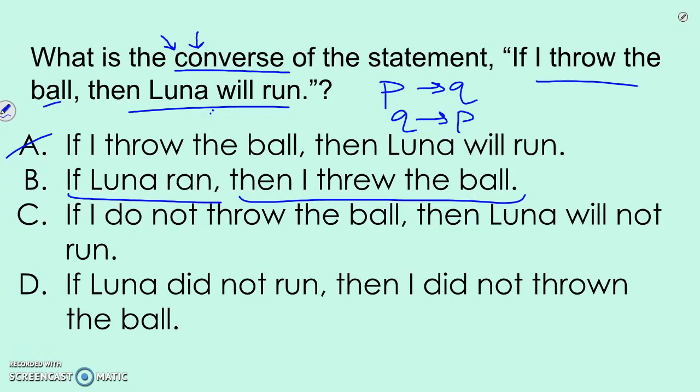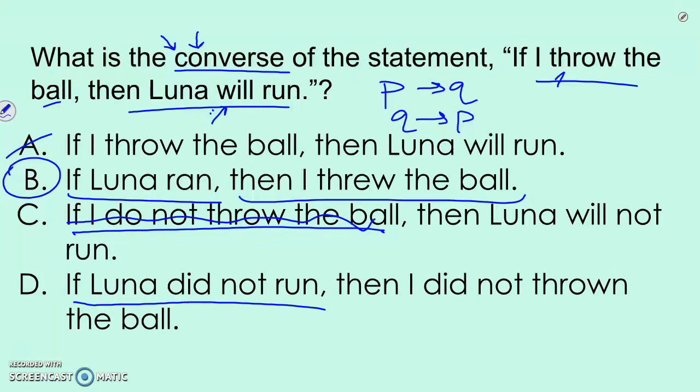Now notice this is slightly different from what we started with. We started in our statement with, if I throw the ball, then Luna will run. It's not in a past tense, and B is written in past tense. That's okay. You can go from a present or a future to a past tense as long as it fits the statement. So like if I'm saying Luna will run, Luna ran, that's okay. So I think B is the best answer. Let's just double check. If I do not throw the ball, now that's a negation. We're not talking about that. If Luna did not run, again, we're not negating anything. We just switched the P and Q statements. So B is the best answer.